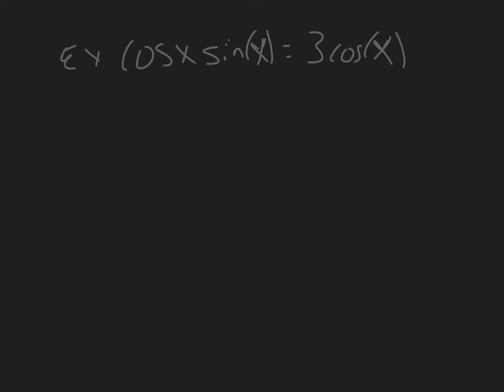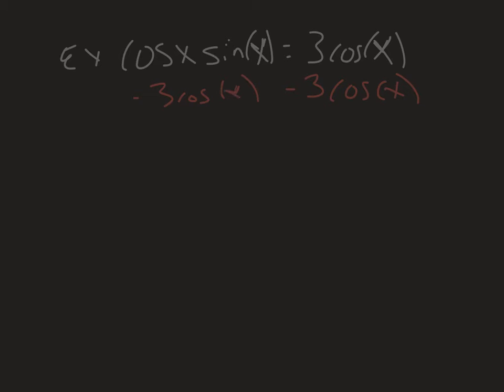This one's a slightly different example in that now I have multiple trigonometric expressions. So a good rule of thumb here is to try and get all of your trigonometric expressions onto one side of the equation, and then hopefully we can do some simplifications or some factoring or something with our algebra skills in order to solve. So the first thing I'm going to do is subtract 3 cosine of x from both sides.